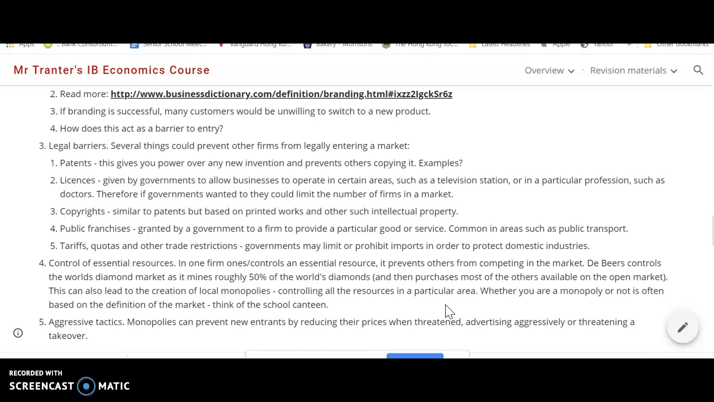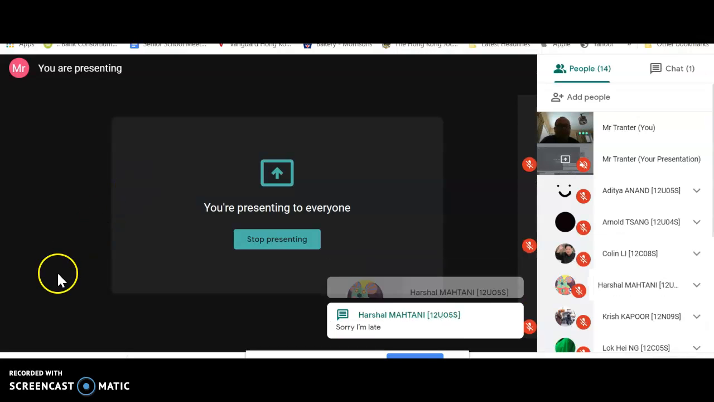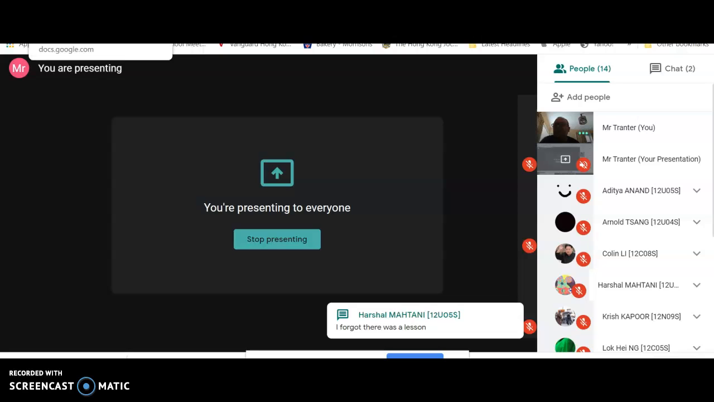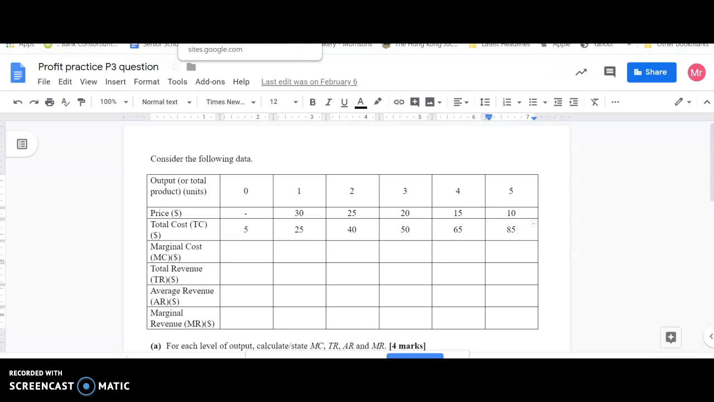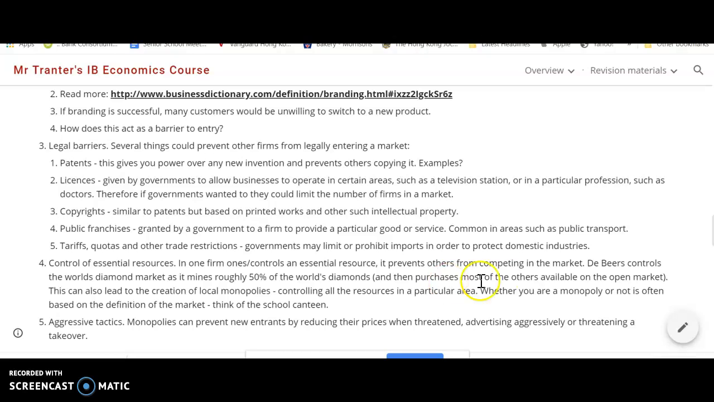Licenses: sometimes governments give a license to a firm in order to provide a certain good or service. Therefore, it can restrict the amount of firms that operate in a market, such as licenses to operate a television station or a radio station. Copyrights are similar to patents, but copyrights are based on printed works or intellectual property.